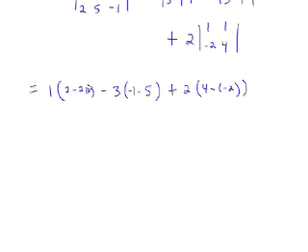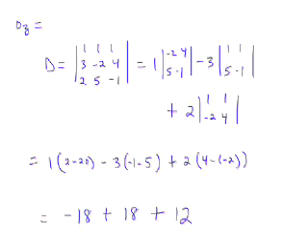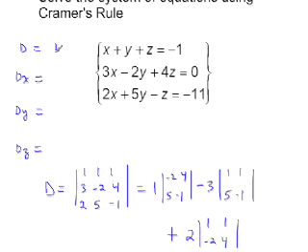We now have 2 minus 20, which is negative 18, times 1, which is negative 18. Negative 1 minus 5 is negative 6 times negative 3 gives us positive 18. And finally, we have 4 minus negative 2, which is positive 6 times positive 2 is positive 12, giving us negative 18 plus 18 is 0. 0 plus 12 is 12. So determinant D is equal to 12.